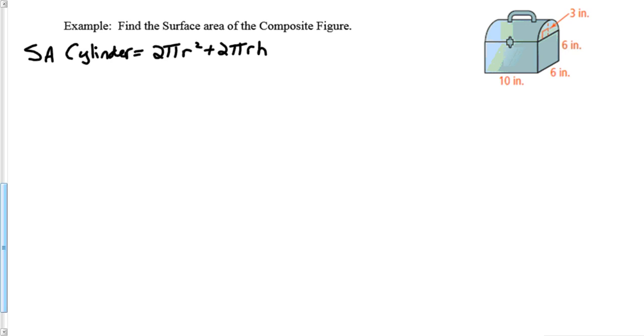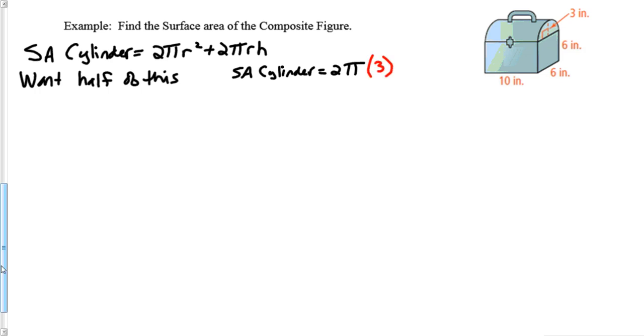So that's the surface area of a cylinder. But do I need the surface area of the whole cylinder? No, I only have half of the cylinder. So we only want half of that. So I'm going to do this one by actually calculating the surface area of the whole cylinder, and then I'm going to divide that by 2. So let's start with the surface area of the cylinder. And that's going to be 2 pi, and my radius, and again you should probably still have this on your paper, is 3. So my radius is 3, so 2 pi 3 squared plus 2 pi, again my radius is 3. And then the height of my cylinder was 10.